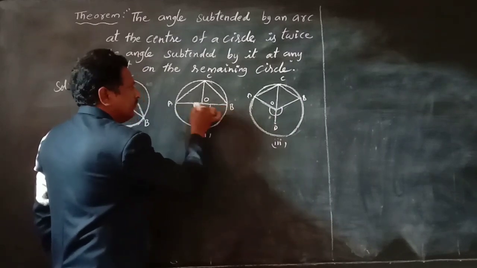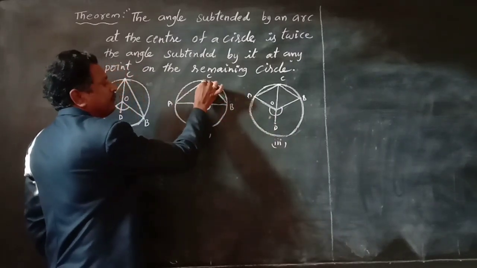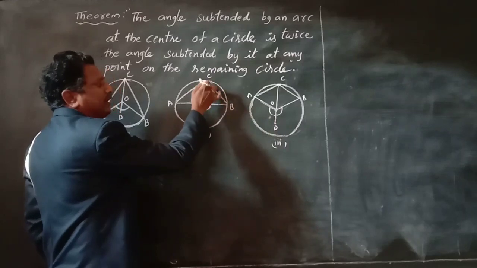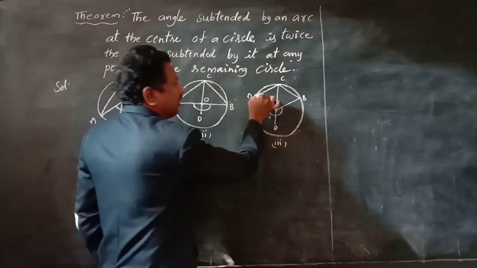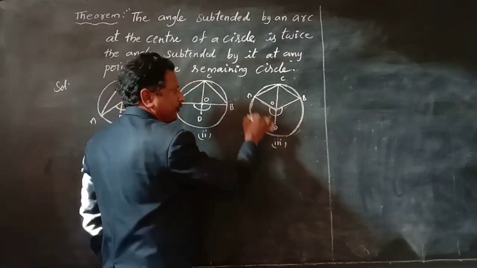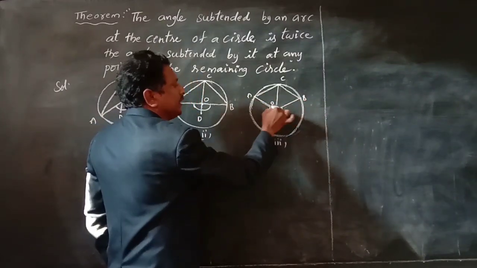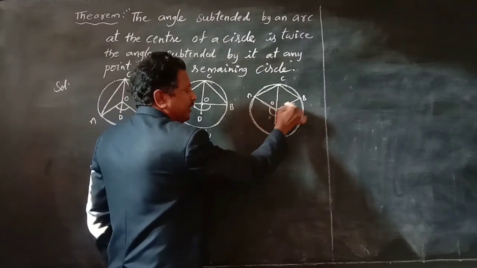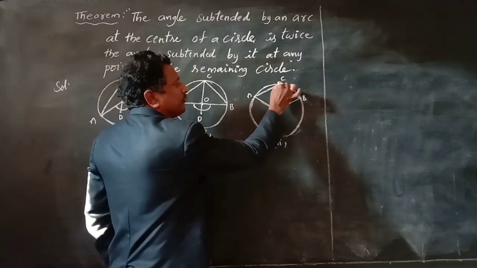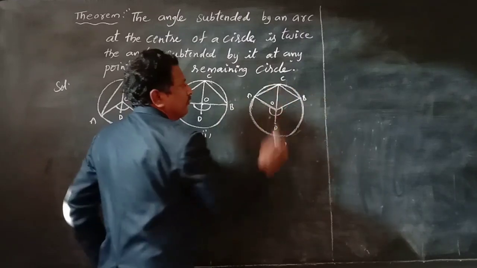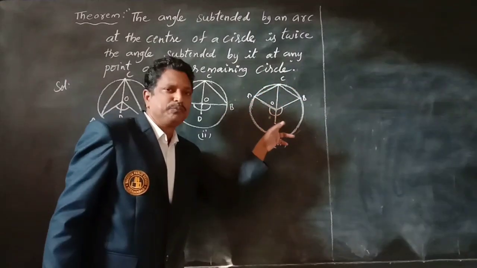AOB. This is a semicircle. Here the remaining arc is at C. Here ACB is the other angle. For this angle ACB, here it is double. This is the major arc. The major arc subtends the angle AOB at the center, and the remaining arc is at C. This angle is double this angle.